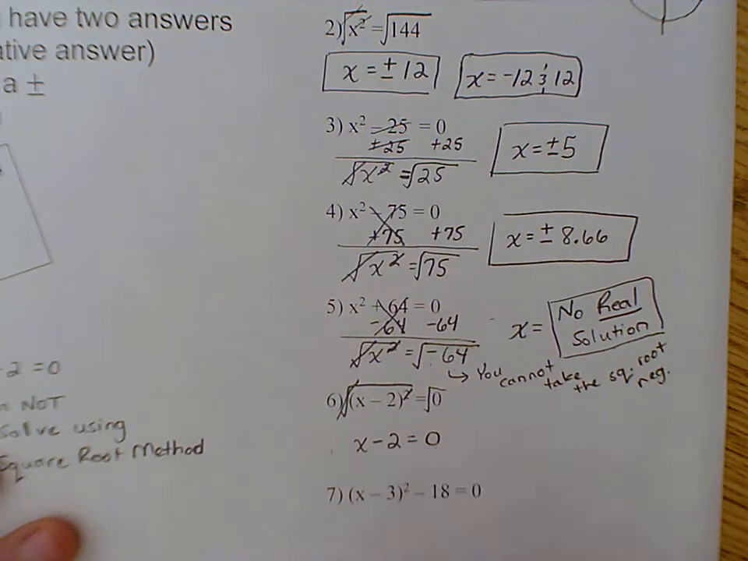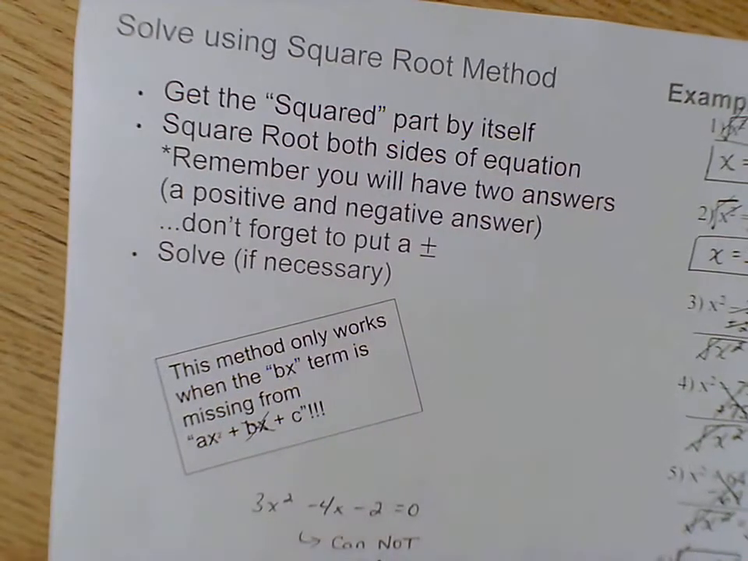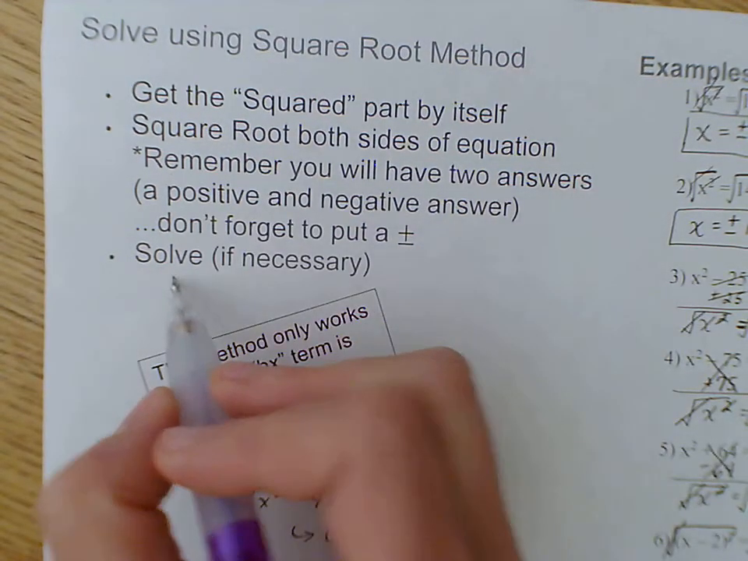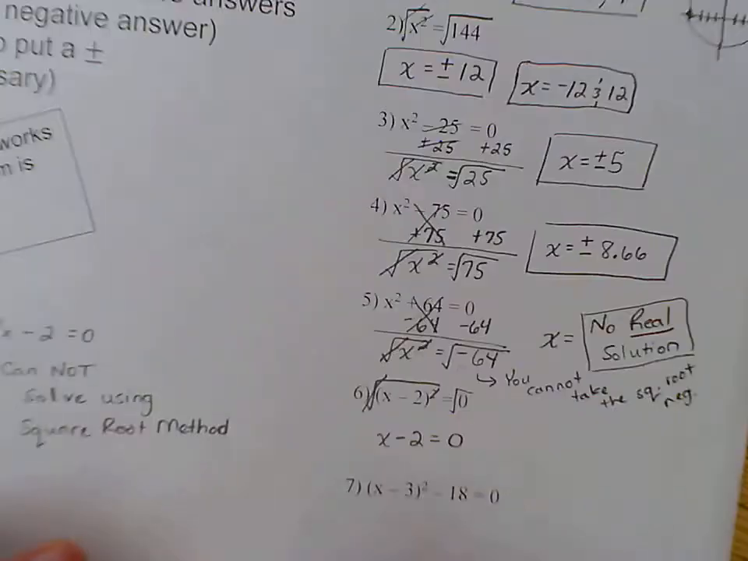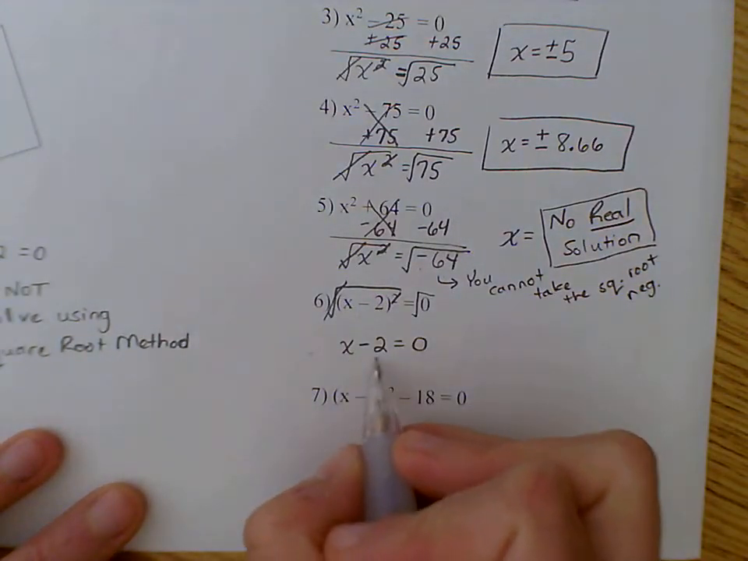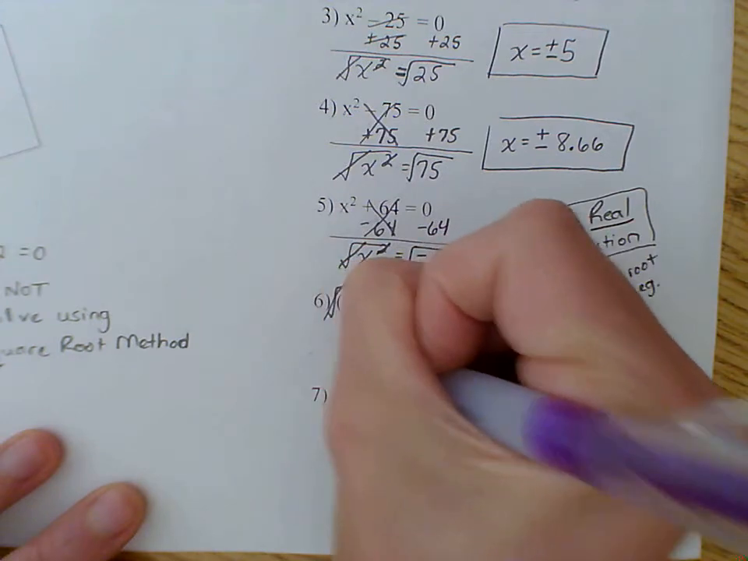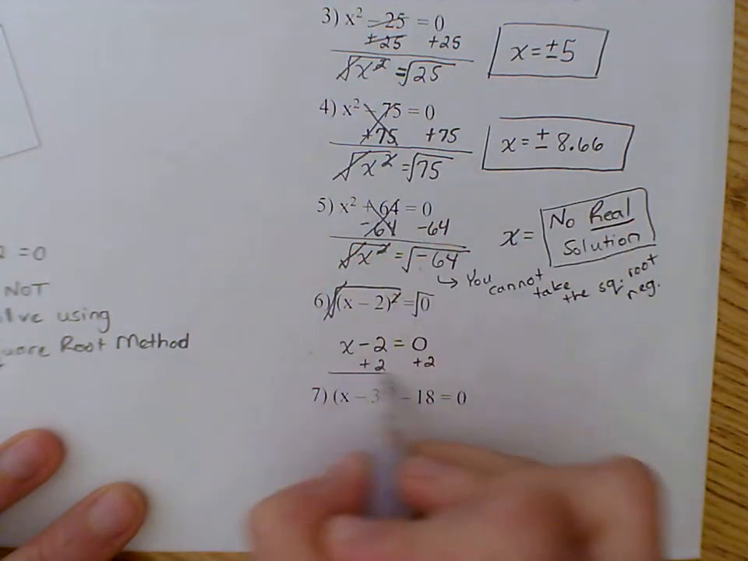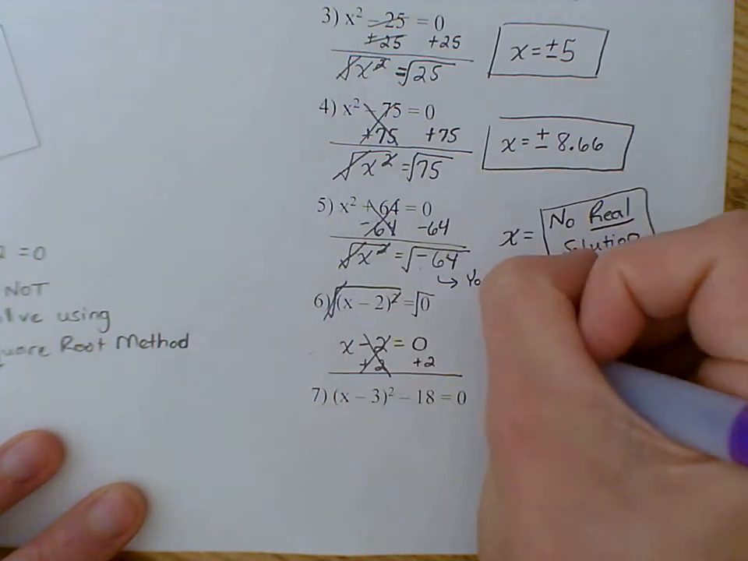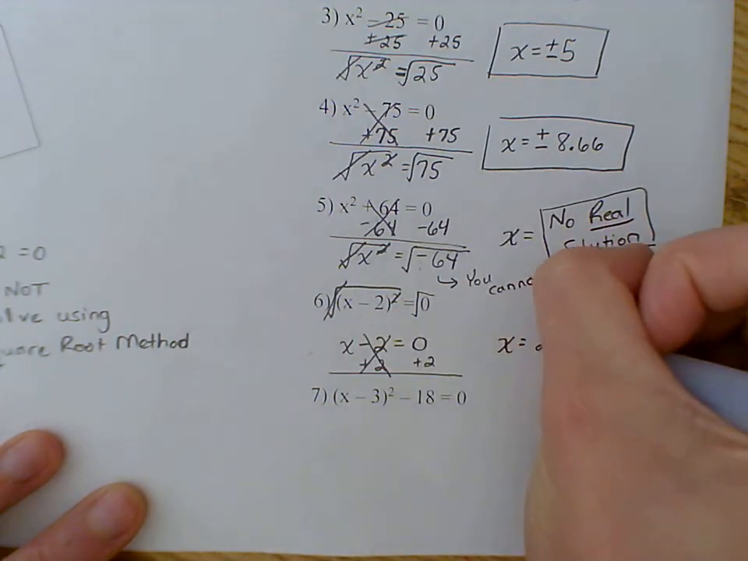So this is what I was talking about, sometimes after you get your answer, you have to solve it afterwards. So this is one where we have to do something extra afterwards. So solve it. Well, to get x by itself, from here I have to add 2. And then these go away. And so I'm left with x is equal to 0 plus 2, which is 2.